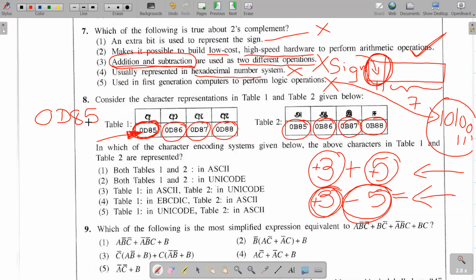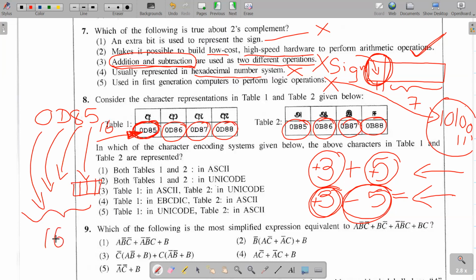If you think about 0D85, the very first one, this has 4 bits, this has 4 bits, this has 4 bits, as well as this has 4 bits. It's a simple way that when we are converting a hexadecimal value into a binary, what we do? We write a one hexadecimal character in 4 bits, right? That means all together this has 16 bits. Which coding system uses the 16 bits? 16 number of bits. It's the Unicode, right?